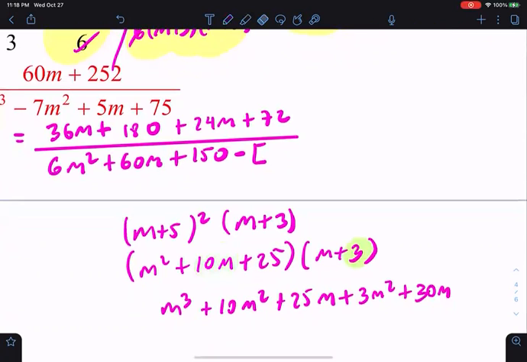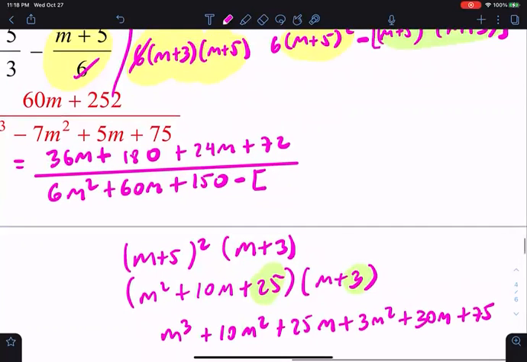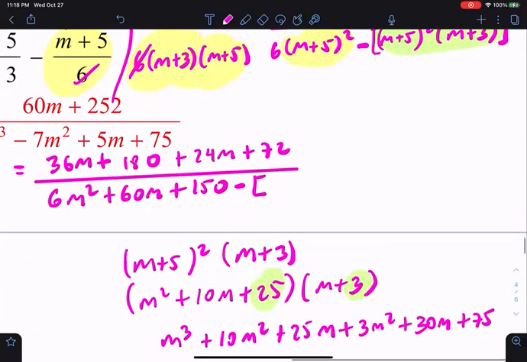And then we do the last one, right? This times this, that's 75. Okay, so I need to put all that inside a bracket, right? So let's see if we can simplify something before we put it in the bracket. So the m cubed is the only one, right? So this guy is the only one. So we can put that here.